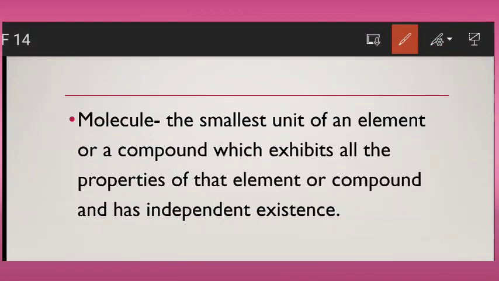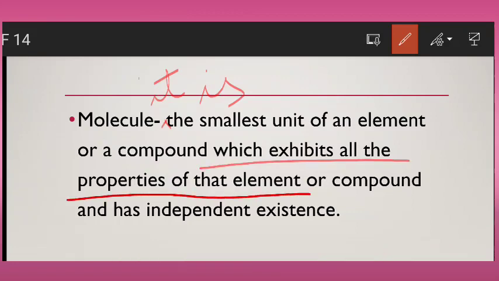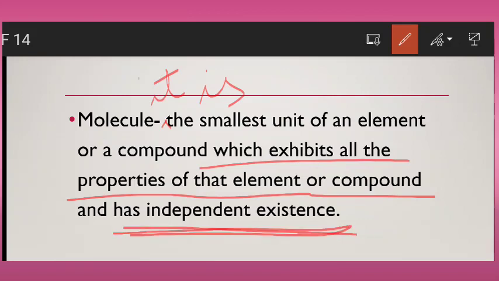Molecule, you can start with "it is". Clear? Here it is missing, so you can write it is. It is the smallest unit of an element or a compound which exhibits all the properties of that element or compound and has independent existence. This is the basic difference between the atoms and the molecule. In atom, you will find may or may not have, whereas in molecule it is written very clearly that it has independent existence.